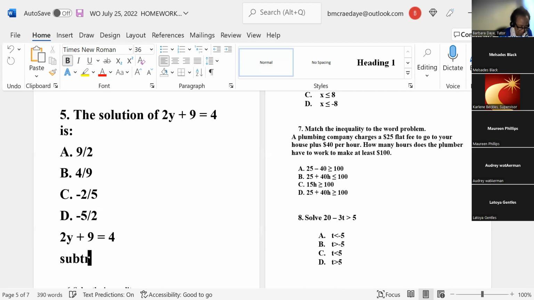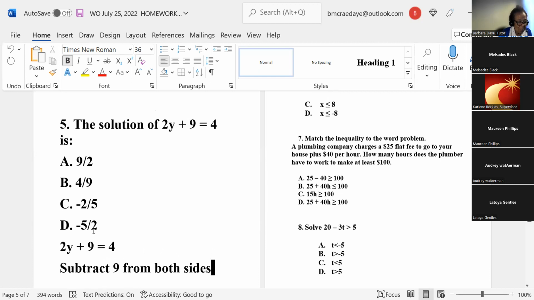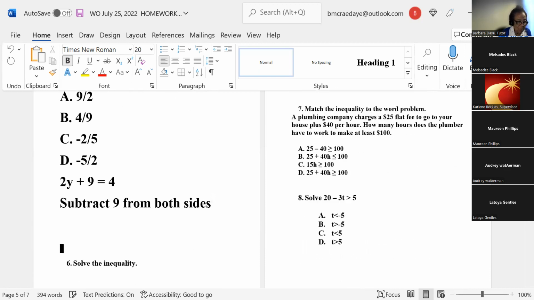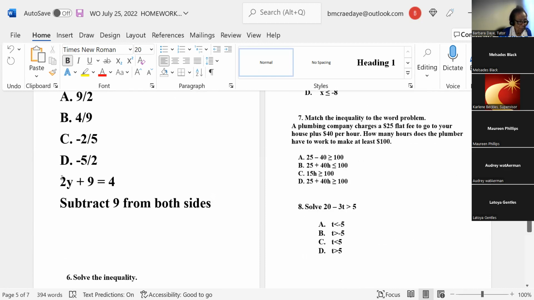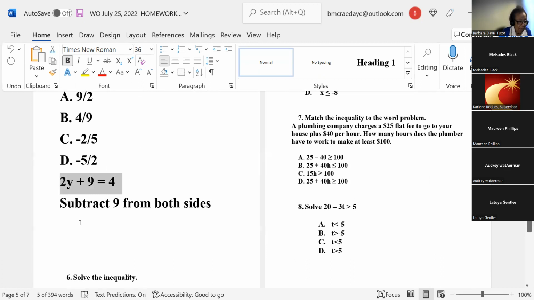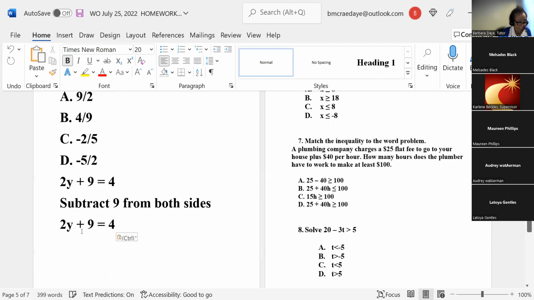Subtract 9. That's it. Subtract. I told you you could do it. Subtract 9 from both sides. All right. So let's just do just what you just said. Okay, so let me put the 2y plus 9 equal 4 and subtract the 9 both sides. So on the left side, minus 9, and on the right side, minus 9.